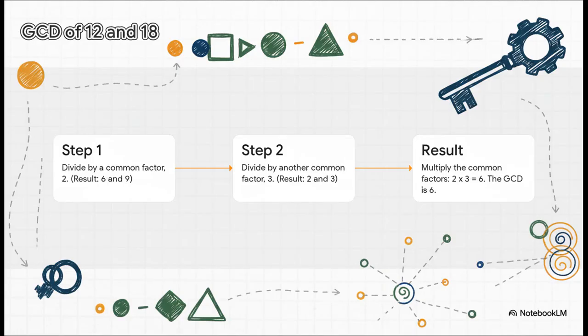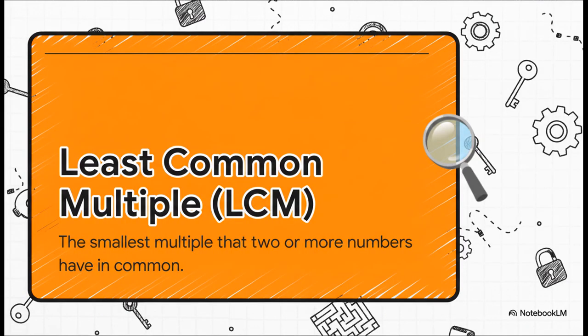Now check this out. This is a really slick way to find the GCD. Let's take 12 and 18. What's a factor they both share? 2, right? So divide them both by 2, and you get 6 and 9. Okay, now what about 6 and 9? They share a factor of 3. So we divide by 3, and we're left with 2 and 3. Now, those don't share any more factors. So what do we do? We just multiply the factors we pulled out, the 2 and the 3. And boom, 2 times 3 is 6. That's your GCD.